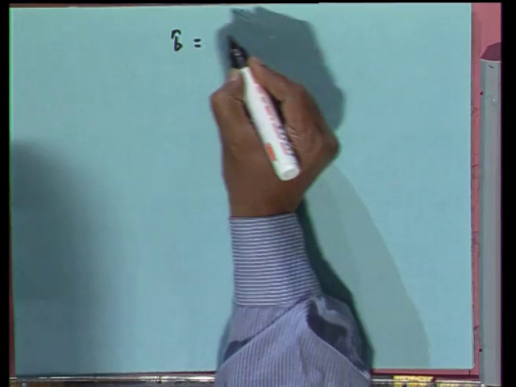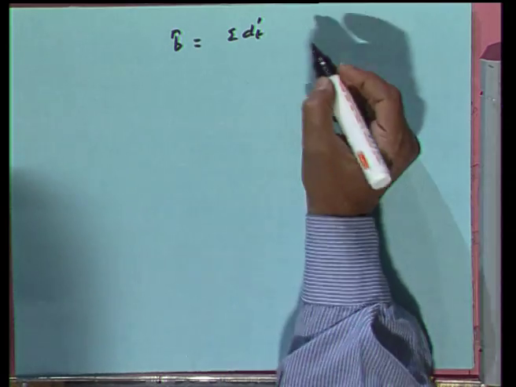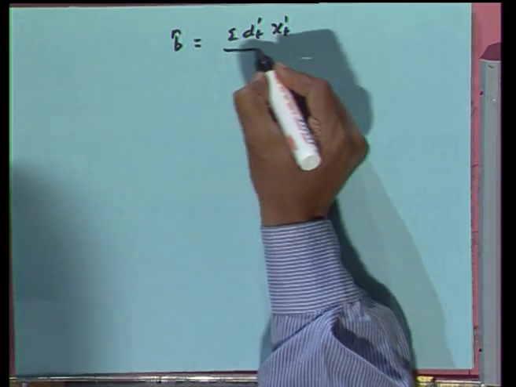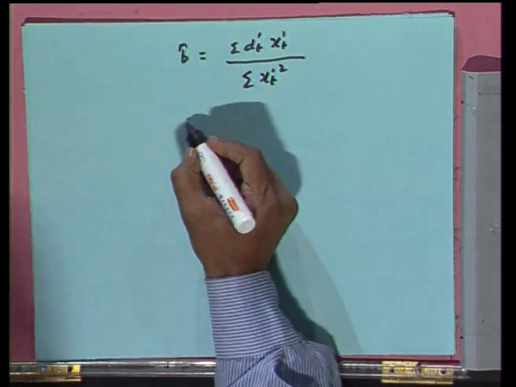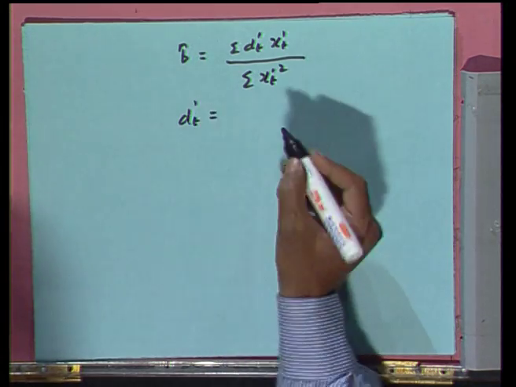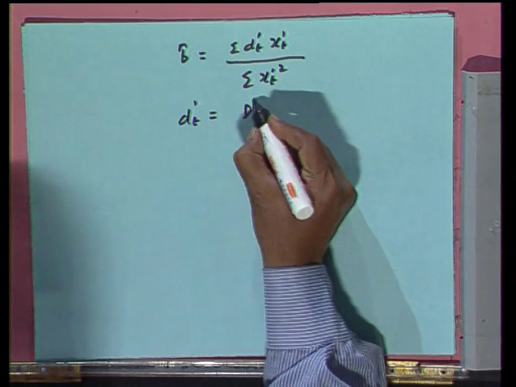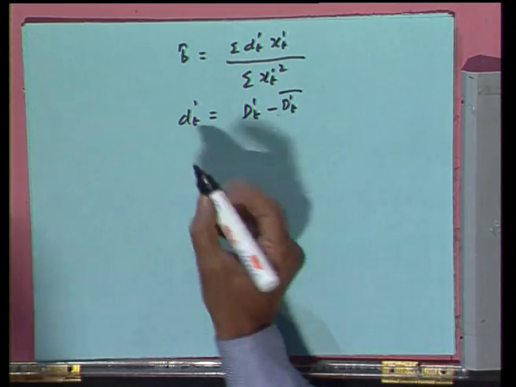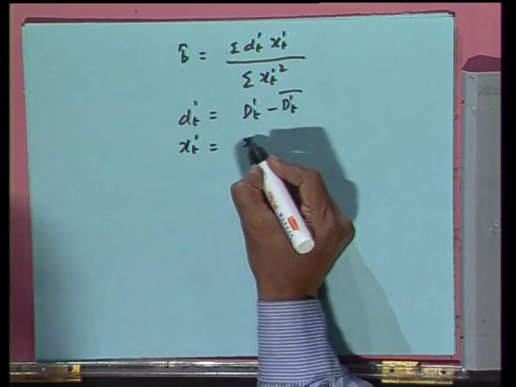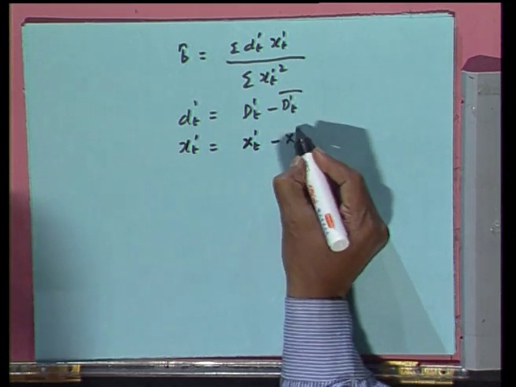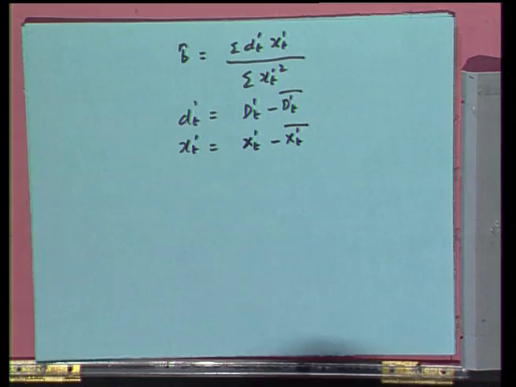Now, the value of b hat will be given by sigma small dt prime small xt prime divided by sigma small xt prime square. These are all small letters, mind you, and what do the small letters convey? As in the case of consumer products, small dt prime is DT prime minus DT prime bar, and small xt prime is XT prime minus XT prime bar. So, one should be careful about these notations, the small letters and the capital letters.